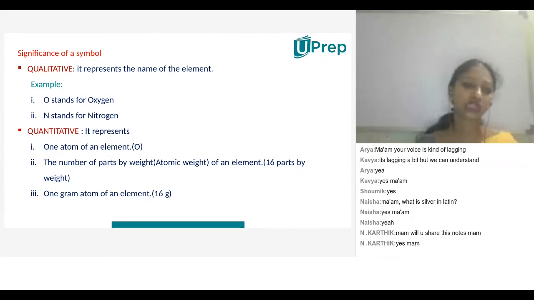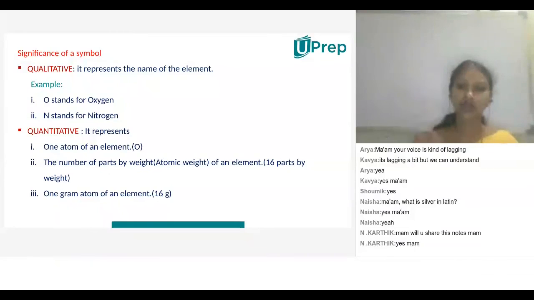Mostly up to your standard 10, or beyond standard 10, like plus one and plus two, you can go to the periodic table. Then you can understand and learn most of the elements from these 180. Up to your standard 10, the first 30 elements are very much required.